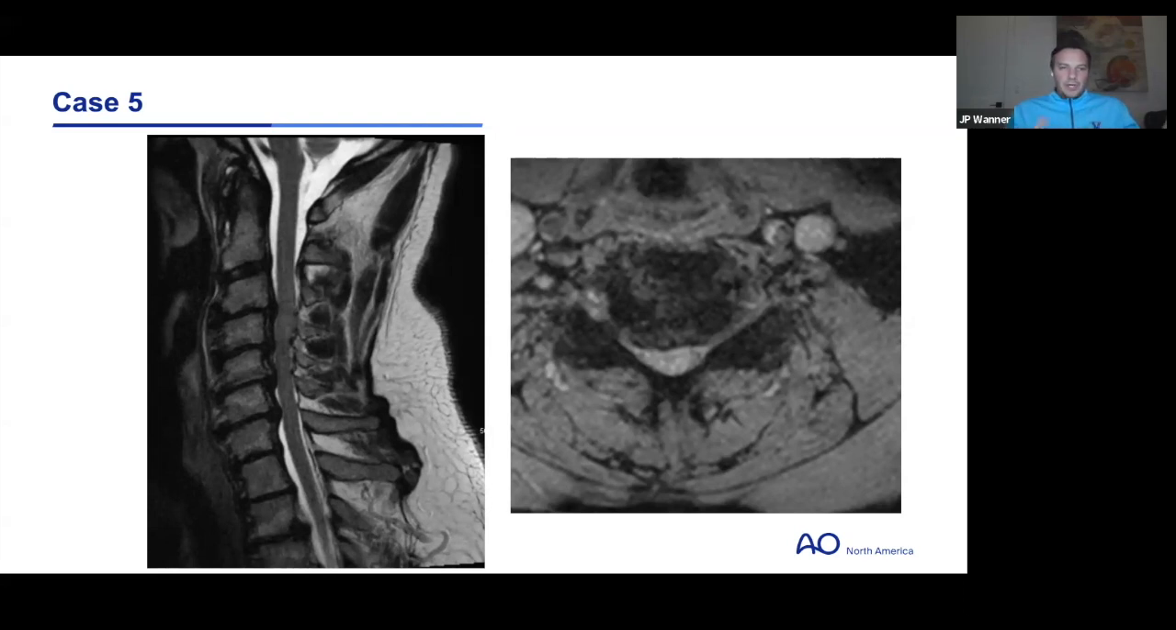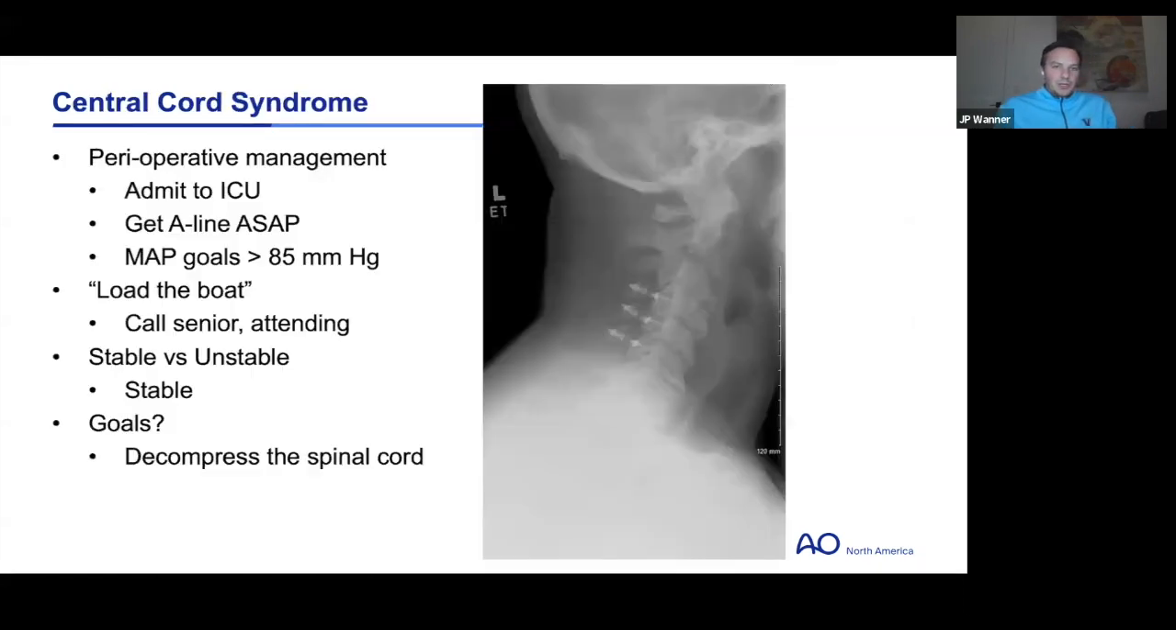So one, understand what it is, and then two, how to best treat it. It is a spinal cord injury, so these patients, unless they have contraindications to it, typically will get MAP goals. So the mean arterial pressure, you want to have that up in the 80-85 range. Most of the time, that means a trip to the ICU, unless they're self-regulating their pressures. They get an A-line and they start that process.